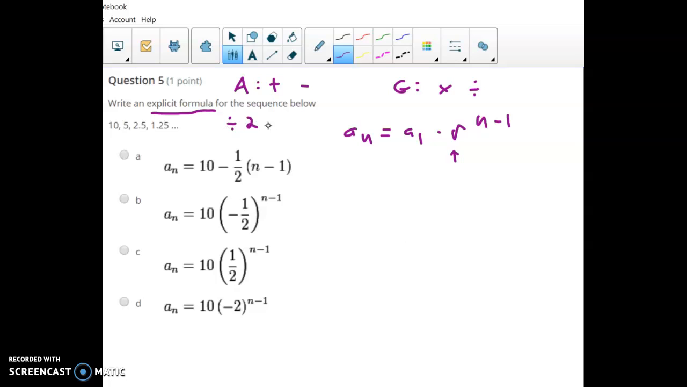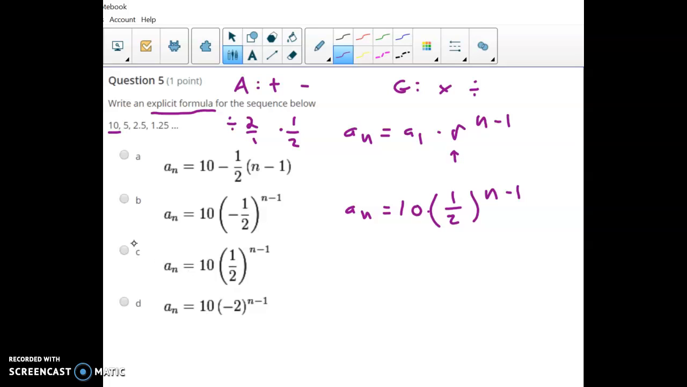So even though this is a divide by 2 pattern, that's the same as multiplying by the reciprocal, which would be 1/2. So when we do the formula, r is going to be 1/2. So we're going to have 1/2 to the n minus 1 power. And then the other part of the formula, a_1, is just the first value, which is 10. So our formula should be 10 times 1/2 to the n minus 1.